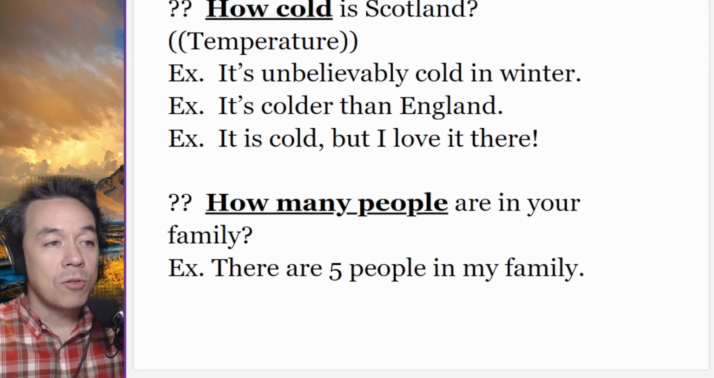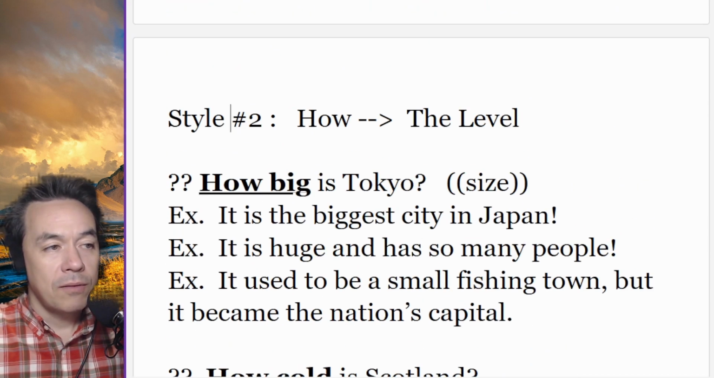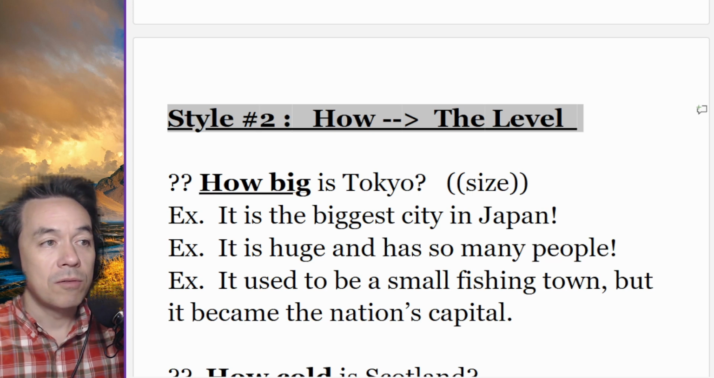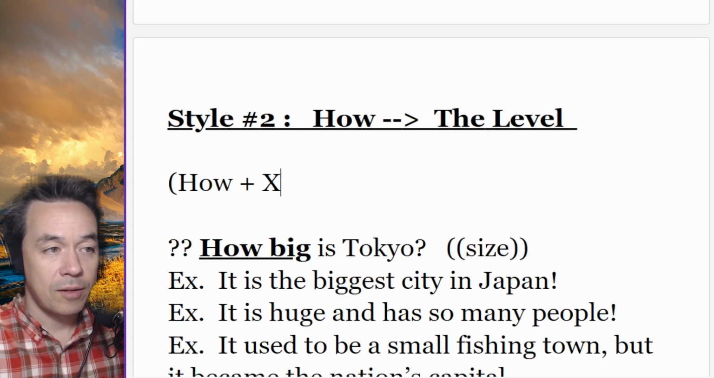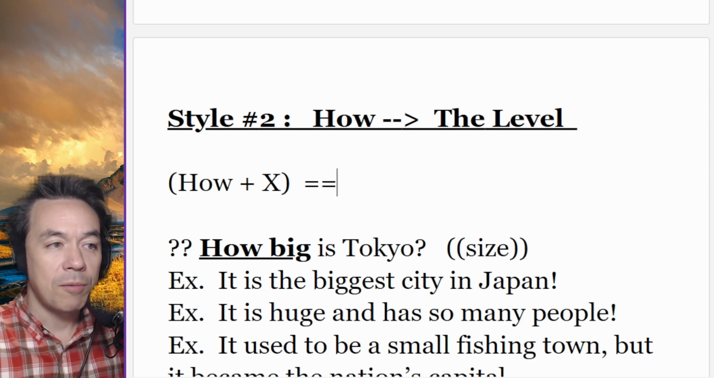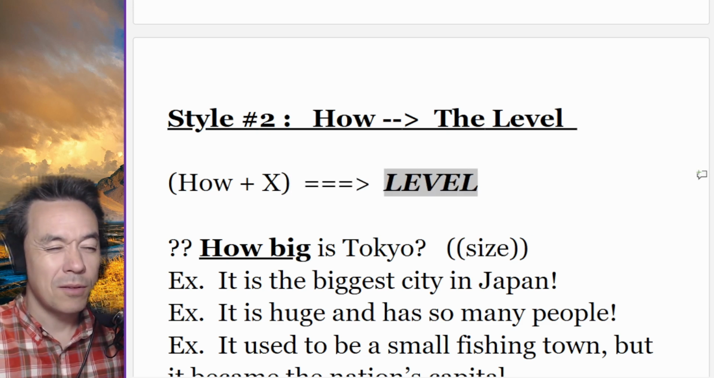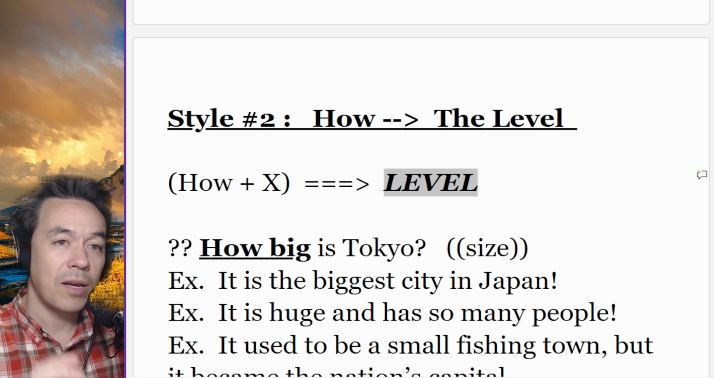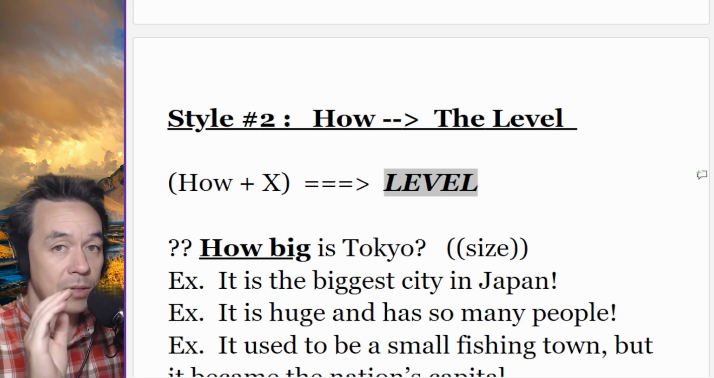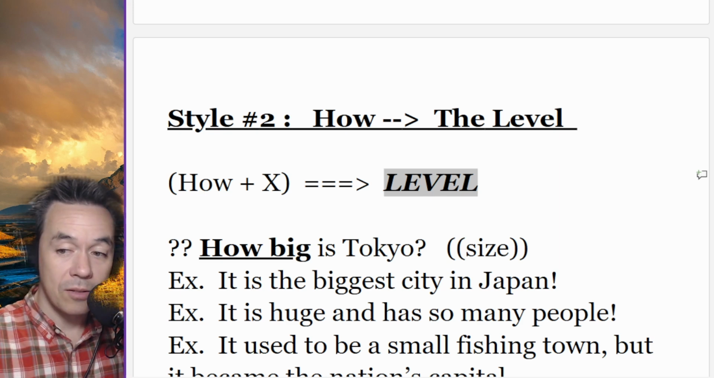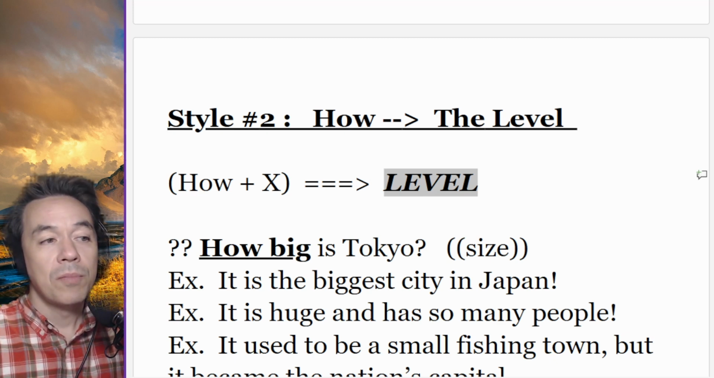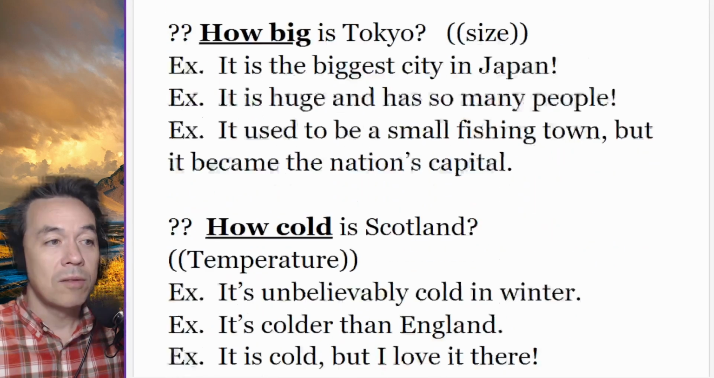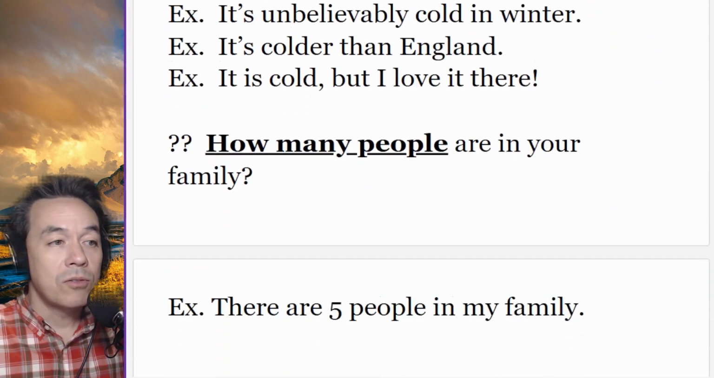Okay. So that is kind of how I explain it to students here. This one is kind of how plus X, and that one equals the level of something. So that's your first hint when you're listening: how blah blah is. Oh, so they want to know the level of whatever that X is. All right, so let's try now.